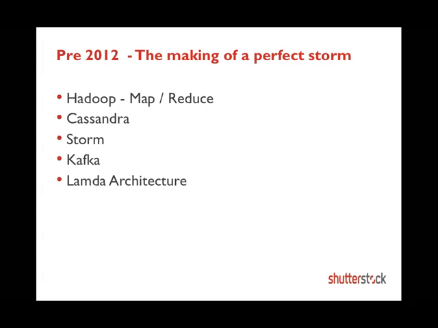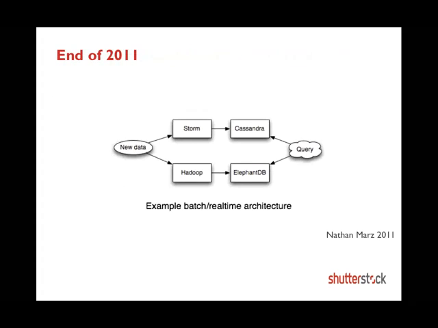And you still have these multiple worlds, right? You have this Hadoop world, a little bit of Cassandra, and streaming happening with Storm and Kafka, and you're kind of stuck. Towards the end of 2011, Nathan Marz coined this term, the Lambda architecture: how do you bridge these worlds? How do you get back to that? And I think this is a graphic that he came out with in his blog post about it.